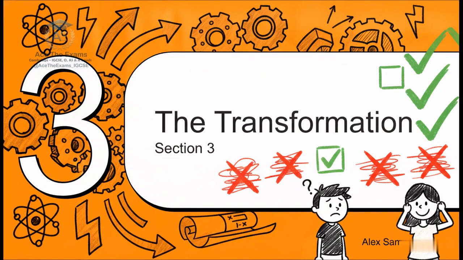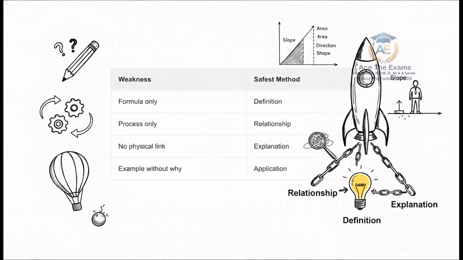Let's head straight into Section 3, the transformation. We are going to see exactly how we can turn those flawed red-inked answers we saw earlier into beautiful green check marks using our brand new blueprint. Let's contrast the common traps that students fall into against our absolute safest method.